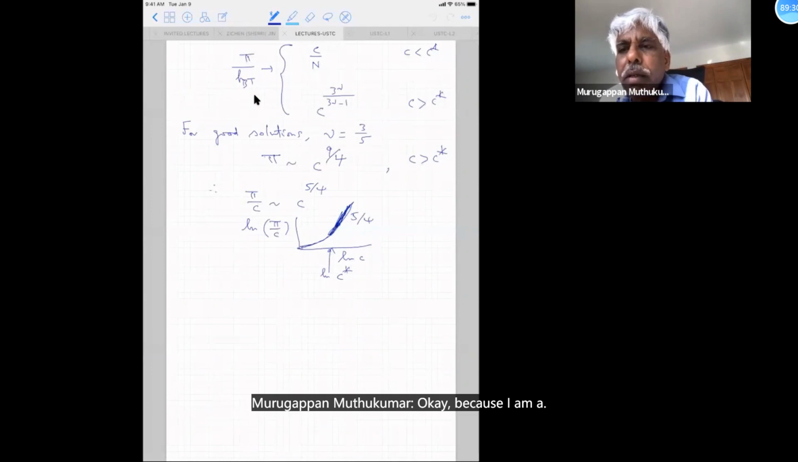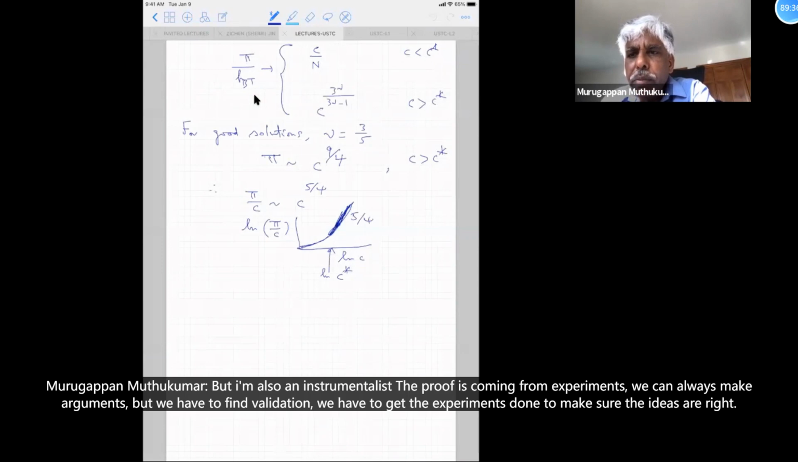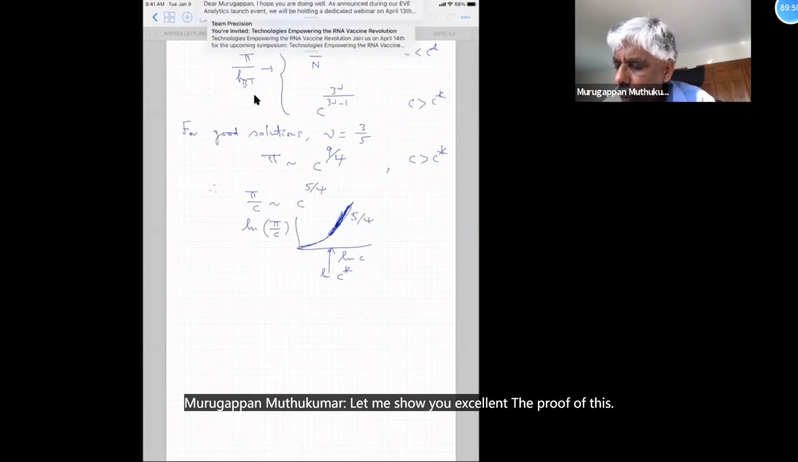Of course I'm a theorist, but I'm also an experimentalist. The proof is coming from experiments. We can always make arguments, but we have to find validation. We have to get the experiments done to make sure the ideas are right. Okay. Let me show you experimental proof for this.